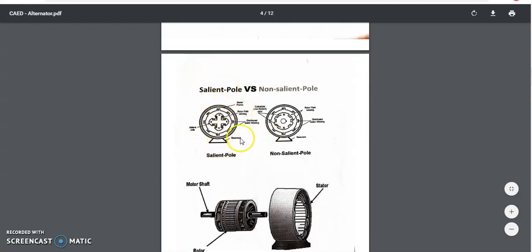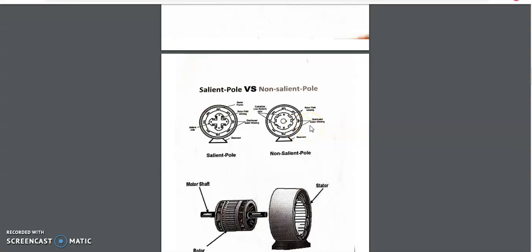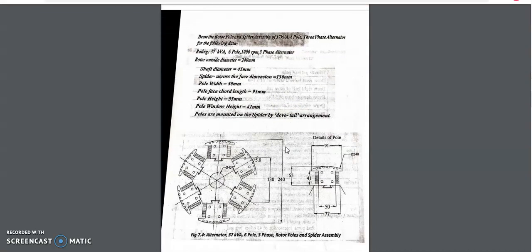See the salient pole figure and the non-salient pole. Finally, your alternator end view should look like this or like this. The slots and number of poles might change, but in general it will look like this only. In most problems they will not give the foundation details, so you only have to draw it roughly. We'll go directly to the problem.